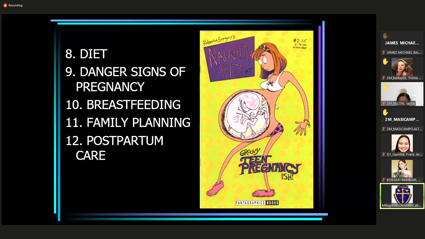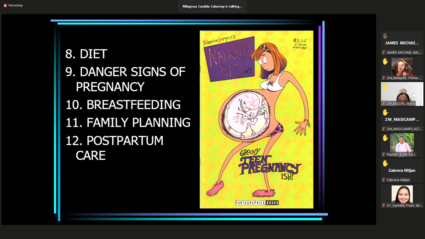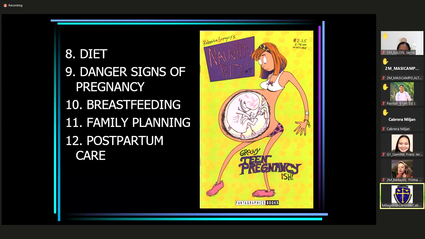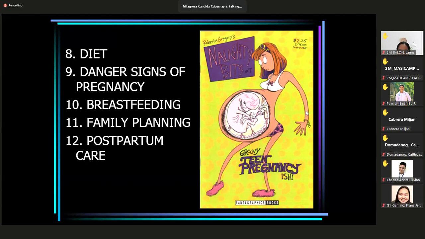No need for you to buy breast milk, no? It is readily made. Okay, how about A, Miss Badayos? Antibodies po, ma'am, to protect baby against infection. Very good. Antibodies that is perfectly found in the breast milk. What kind of antibody is that? Miss Masicampo.